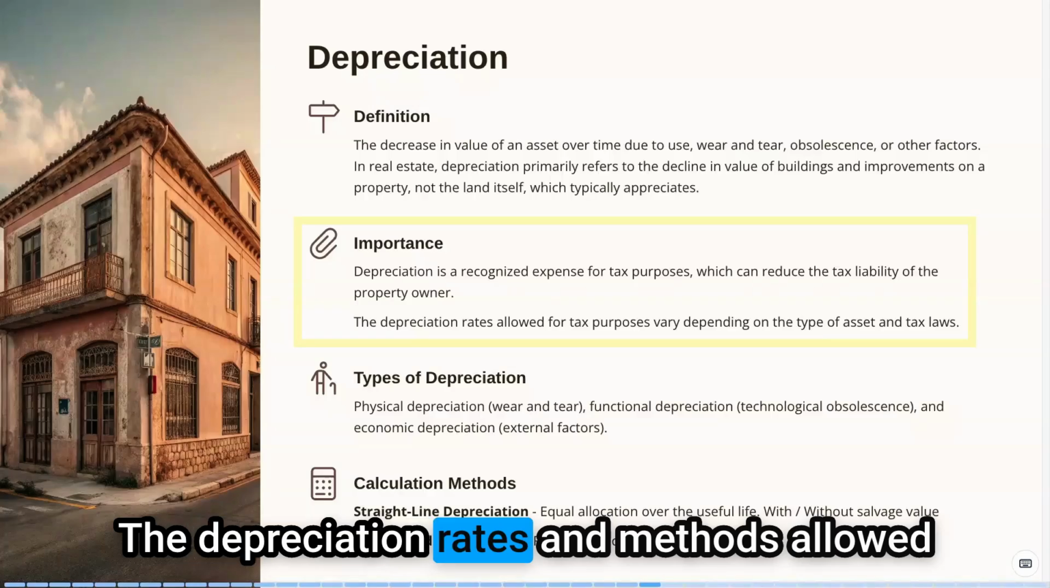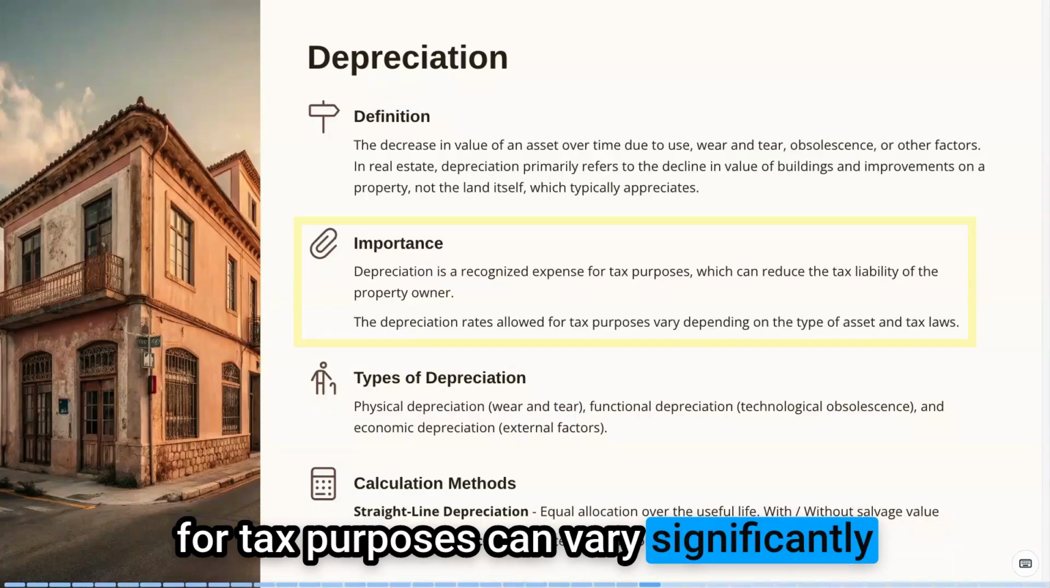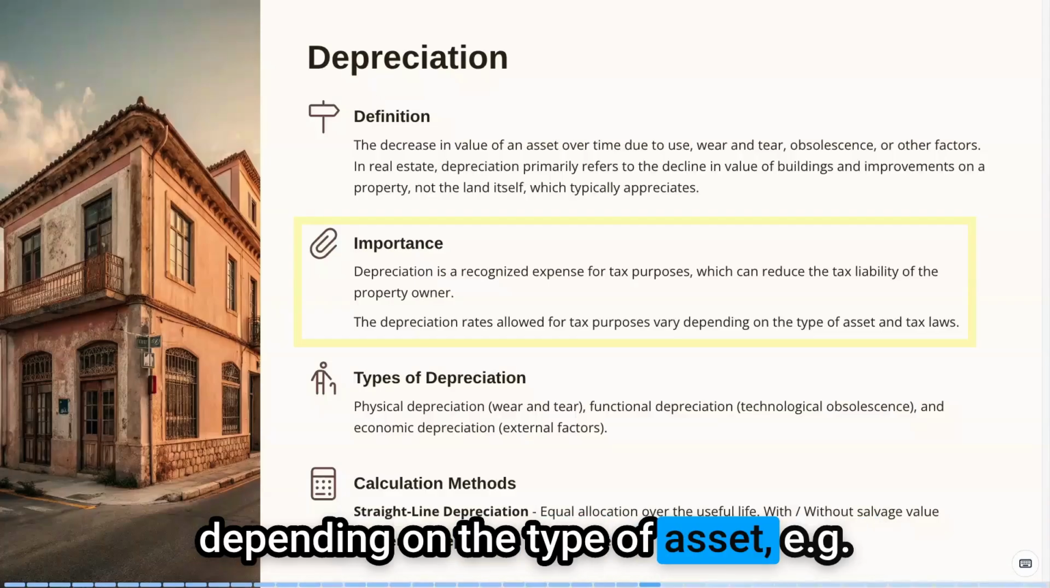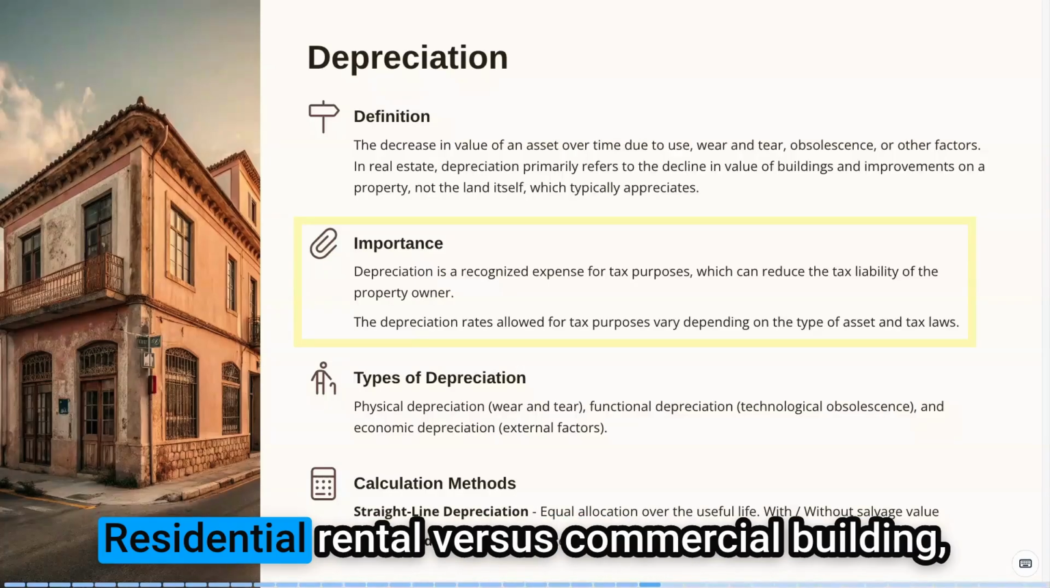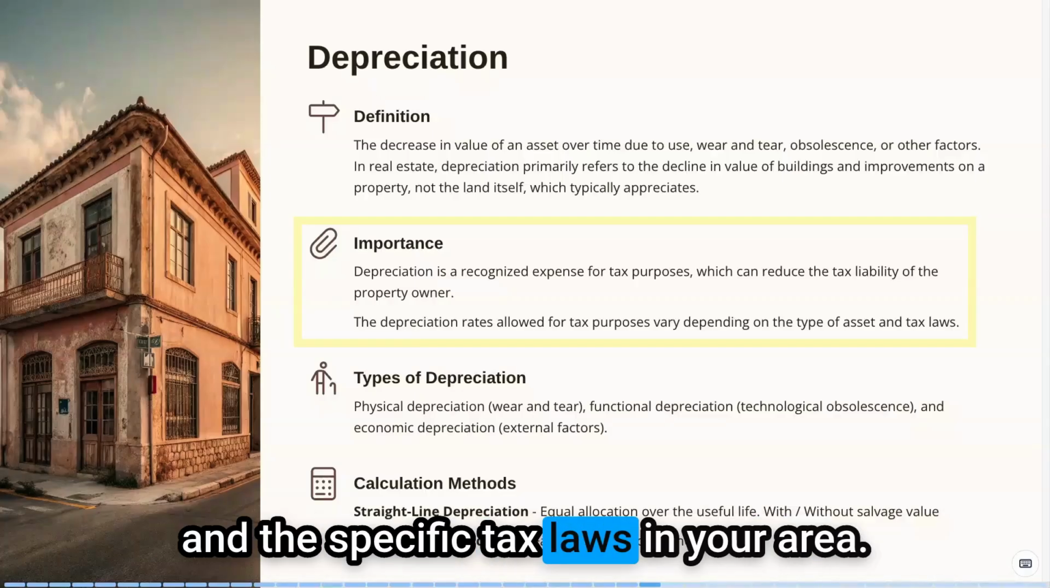The depreciation rates and methods allowed for tax purposes can vary significantly depending on the type of asset, e.g., residential rental versus commercial building, and the specific tax laws in your area.